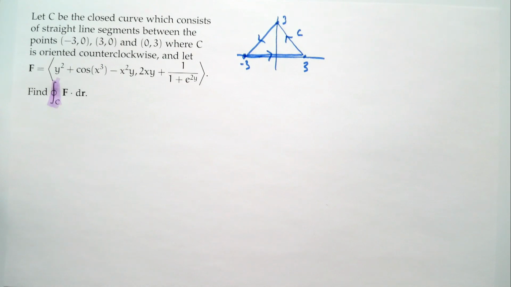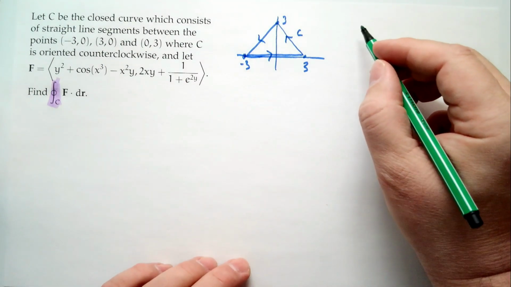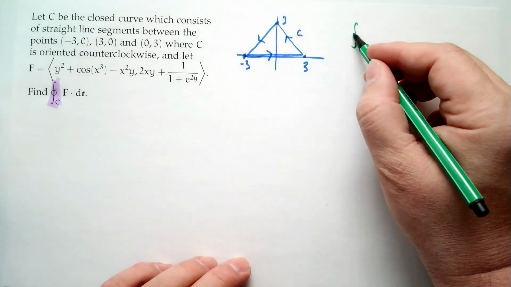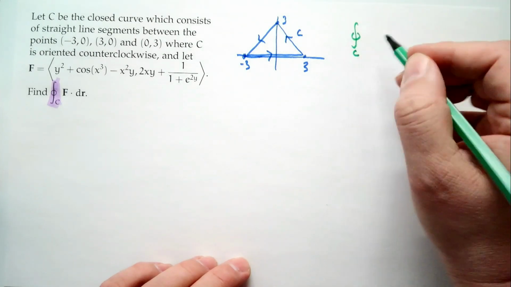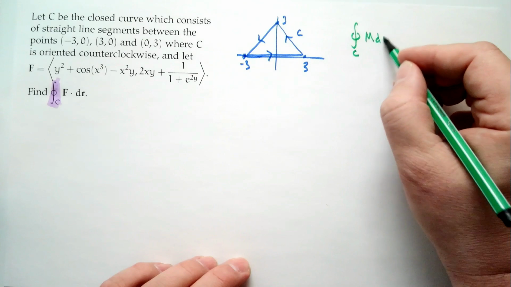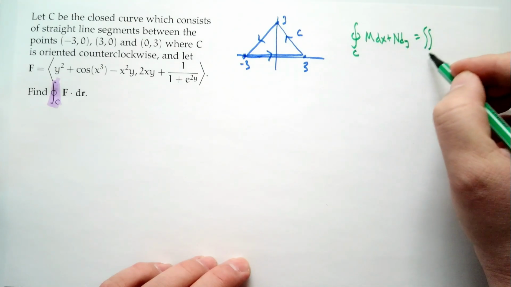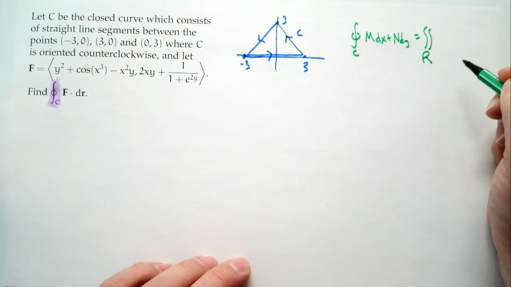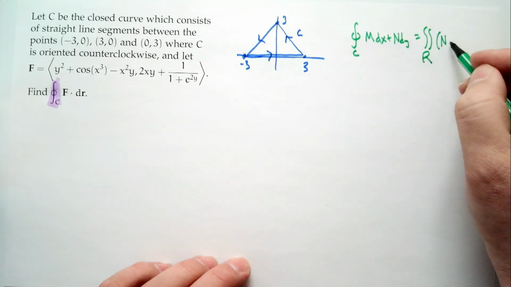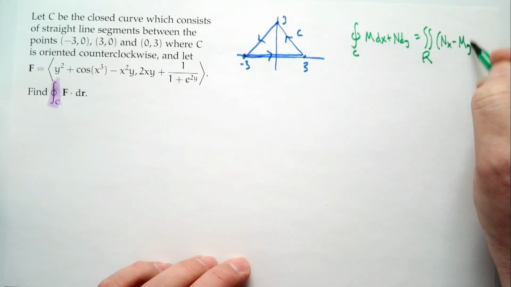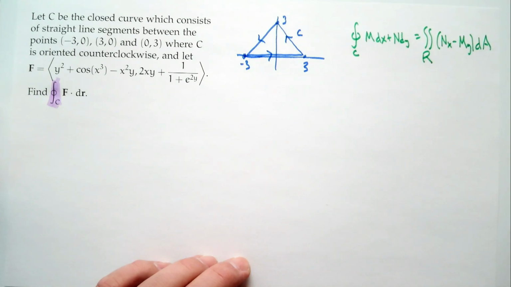Now, what does that say? Well, it says the following. If I have an integral on a closed curve, C, of M dx plus N dy, that's equal to the integral over the region R of N sub x minus M sub y dA. Now the question becomes, okay, are we in the right setting?